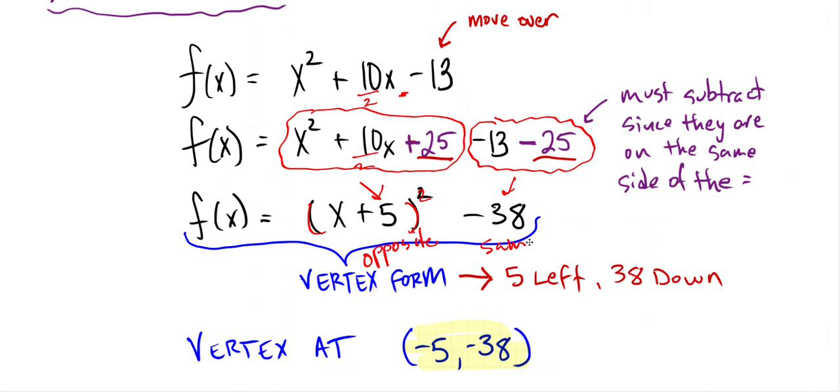So this one reads exactly what it looks like. So your vertex would be at negative 5, so opposite, negative 38, same. And then we could draw the tip of our U there, and then draw our U. That would be the point of vertex form.